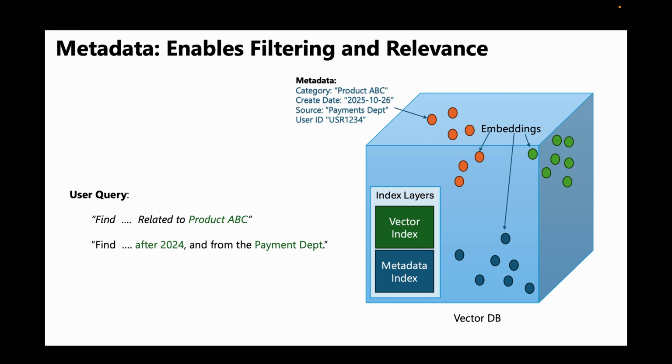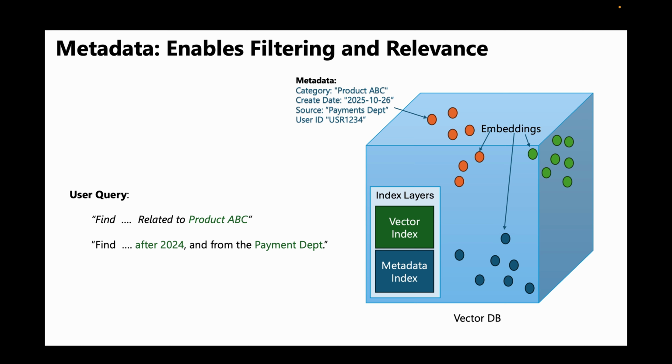One of the primary benefits of metadata tagging is query filtering. Instead of retrieving chunks purely based on semantic similarity, we can apply filters to narrow down the search space. For example, a user query can be constrained to only retrieve chunks from a particular time range or a defined department, such as payments.